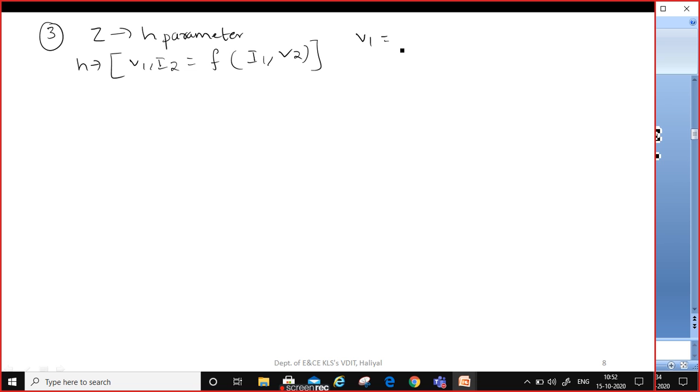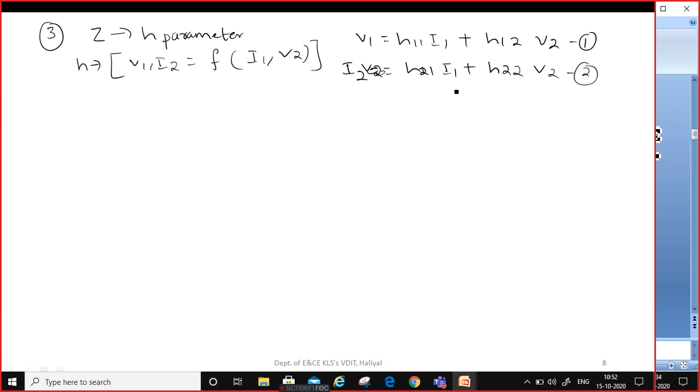V1 is equal to H11 I1 plus H12 V2. Okay, fine. Sorry, this is I2. I2 in terms of H21 times I1 plus H22 times V2. So once you get this, again you can see the same thing.